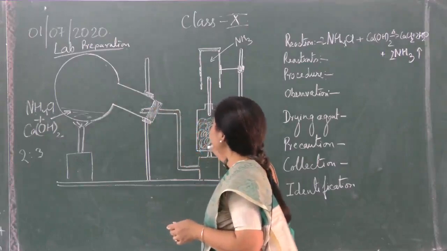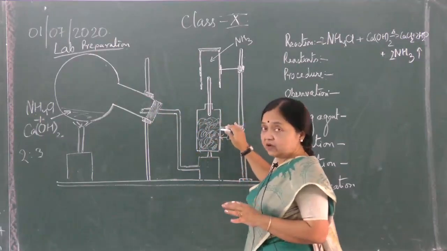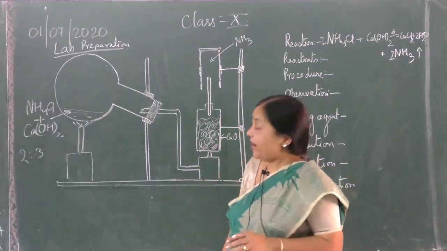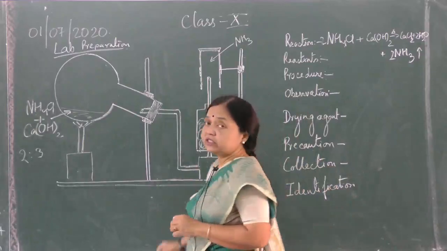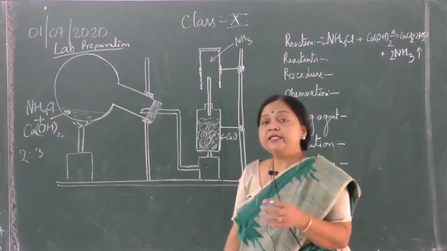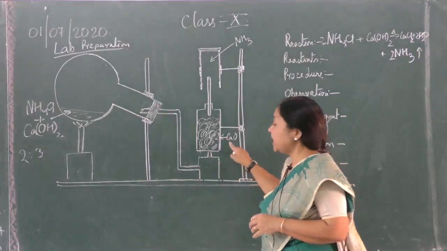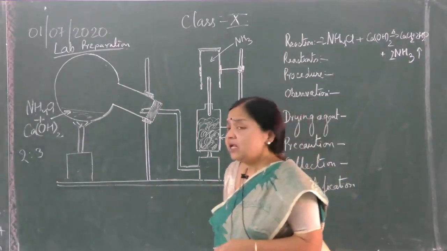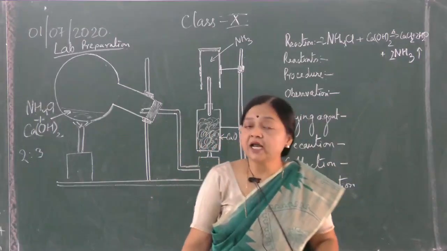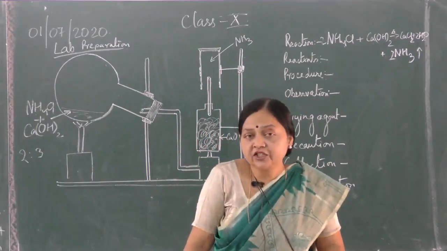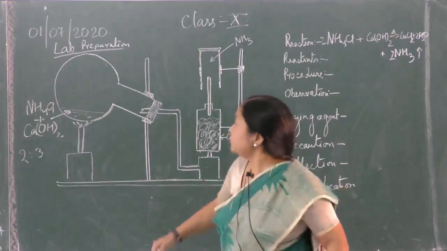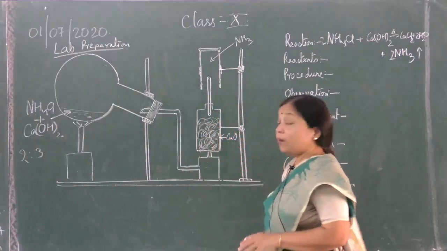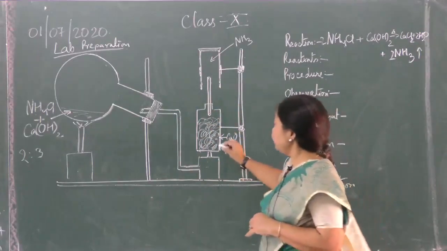And then it has to be dried. This is the drying tower. So what is used for drying? Calcium oxide. Why do we use only calcium oxide? The reason is that ammonia is a basic gas and calcium oxide is also basic in nature. Metal oxide, so it is basic in nature. A base does not react with another base. It does not react with calcium oxide, and the dry gas is collected by downward displacement of air.